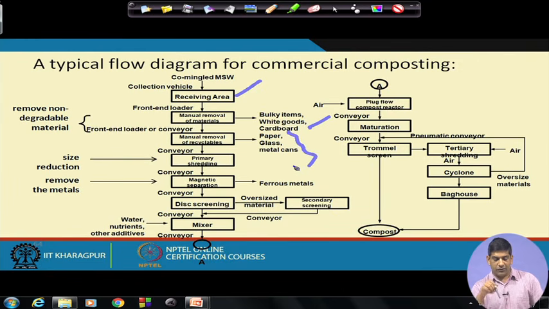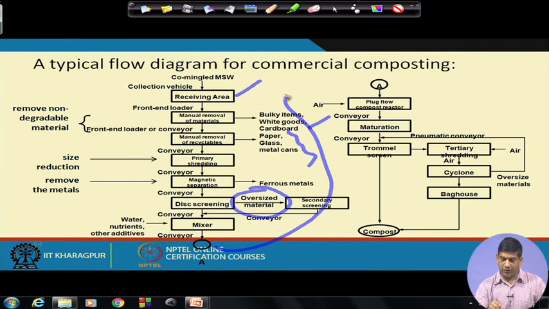Then you have a conveyor, where it goes to the primary shredding, and gets broken down into smaller pieces. Then it goes for magnetic separation, where they remove the metals. Then to a disc screen, to take the oversized material out, and a mixer, where you mix with water, nutrients and other additives just to make it good enough for your compost. Then you have a plug flow compost reactor where the reaction will take place. There will be some maturation time, the use of a trommel screen, and then you have a pneumatic conveyor, and in terms of the air pollution control system, a cyclone, baghouse, and all those things.